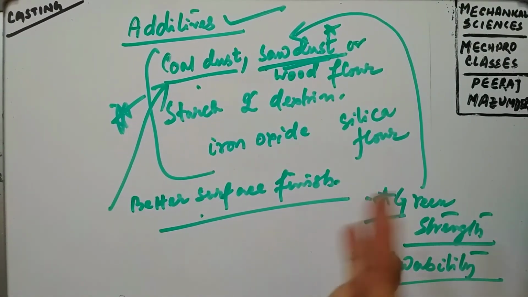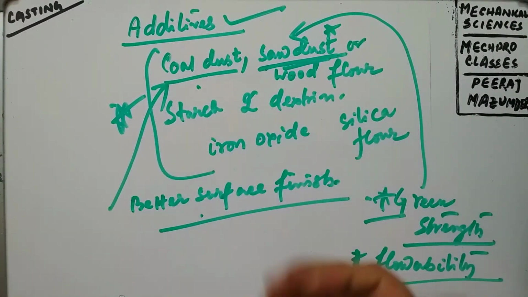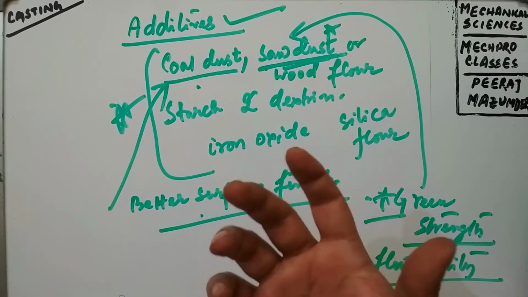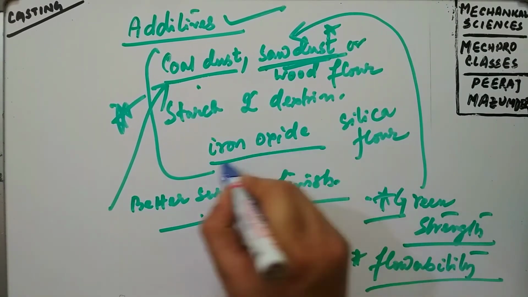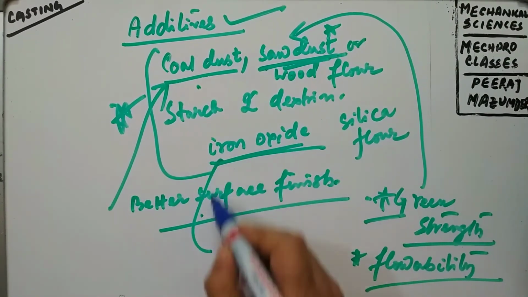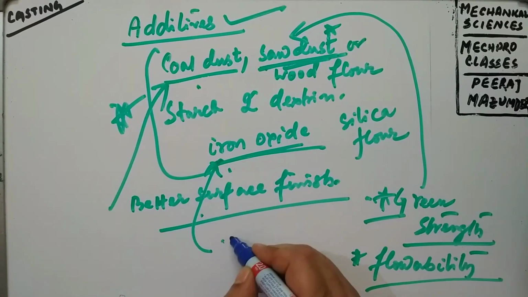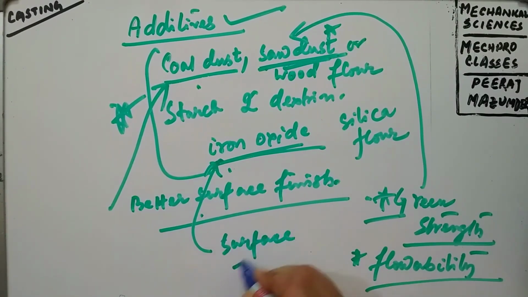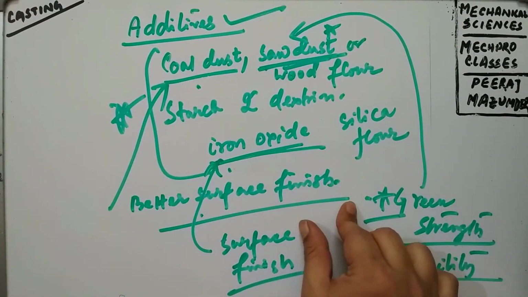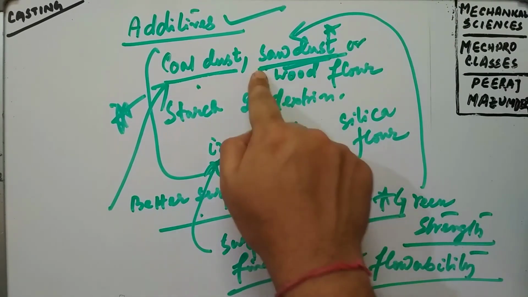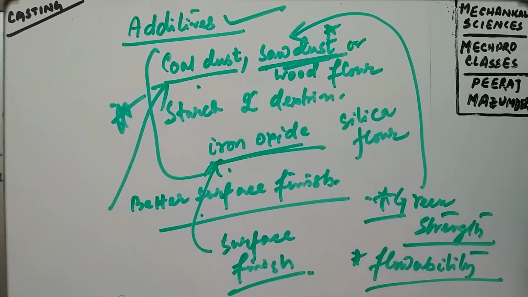Now there are also starch and dextrin. Generally starch and dextrin are used to remove expansion defects such as scab. Now iron oxide, take a note, is also very important. Iron oxide gives improved surface finish, and also gives collapsibility as well as green strength. You must keep in mind always, coal dust is for better surface finish and sawdust is for good green strength. That is a very important thing.